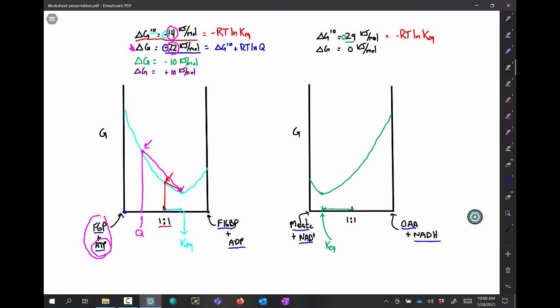And just for clarity's sake, I'm going to go ahead and erase some things here, because this is getting pretty busy. I did not want to erase that. Okay, there we go.